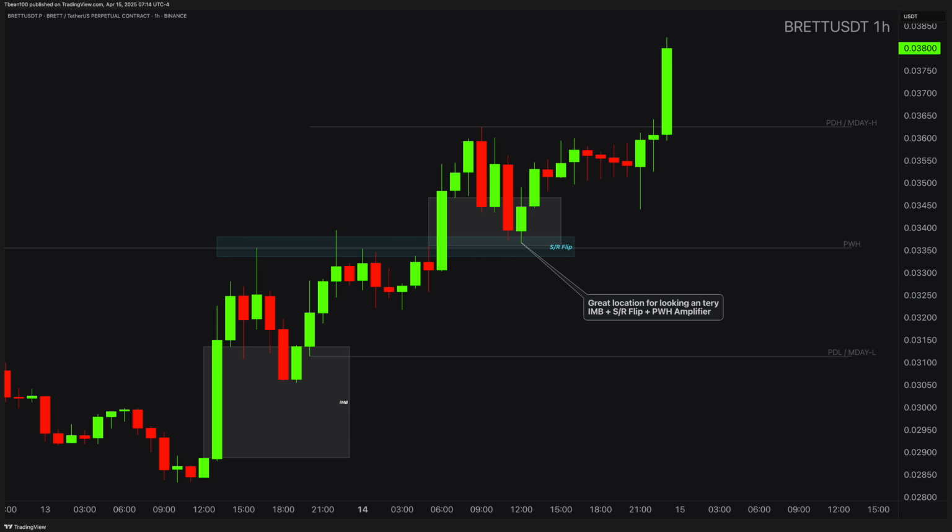Also, seeing the specific price level felt really great. Support and resistance flip location combined with previous week high amplifier. And all of these were happening in the location of hourly imbalance. What a nice location to look for a trade.